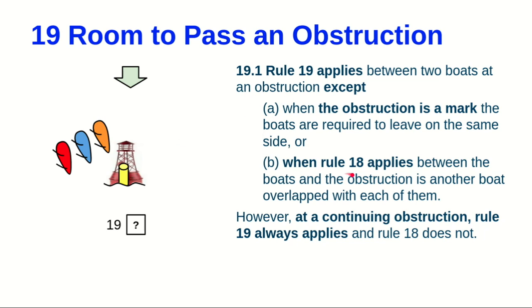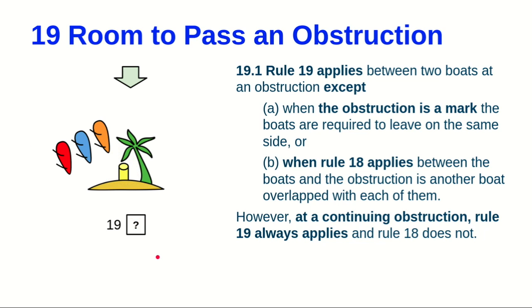19.1b says when Rule 18 applies between the boats and the obstruction is another boat overlapped with each of them. So in this case, blue can't say to orange, I have an obstruction red, because by 19.1b, Rule 18 applies, the boats are overlapped with each of them. That's an exception. Rule 19 does not apply. And none of the boats can claim the big red marker as an obstruction because it's also a mark. And by Part A, Rule 19 doesn't apply. So in this situation, Rule 19 does not apply.